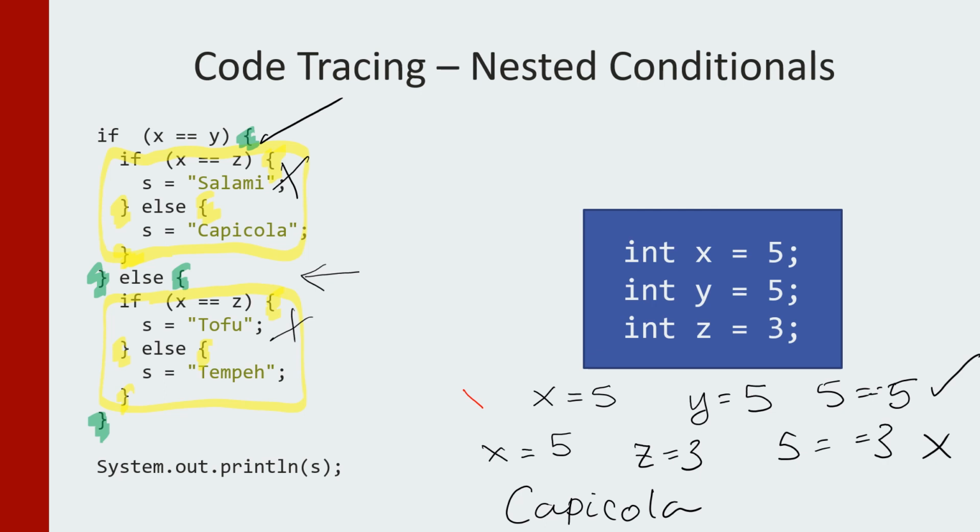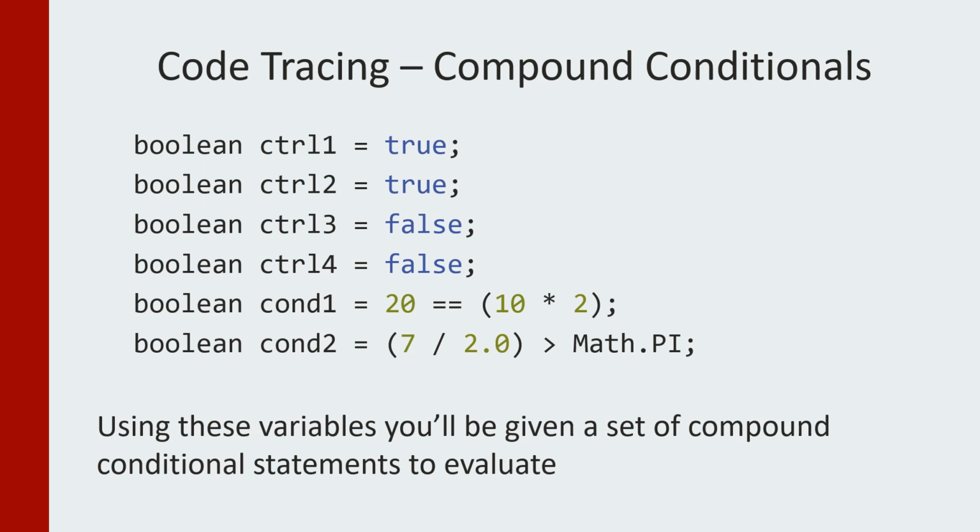Okay, so this gives you a way to think about nested conditionals, where I'm just writing out different cases, in this case particular numbers, to see what's going on. Code tracing also involves making sure you can do the Boolean logic associated with something. Let's say that I give you the starter of some variables. Control 1 is equal to true, control 2 is true, control 3 is false, control 4 is false. And then I have some Boolean conditionals, cond1 and cond2, which are mathematical expressions that evaluate to either true or false.